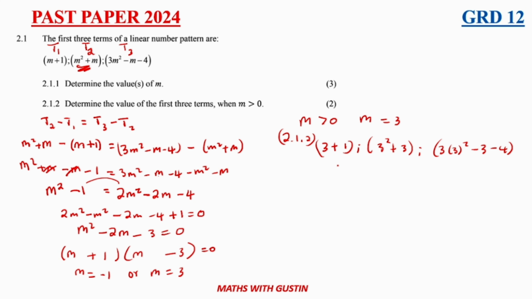Okay, and then the first term here would have to be 4, and then the second term here with 3 squared is 9. 9 plus 3 gives us 12, and then the next term here would be 20.